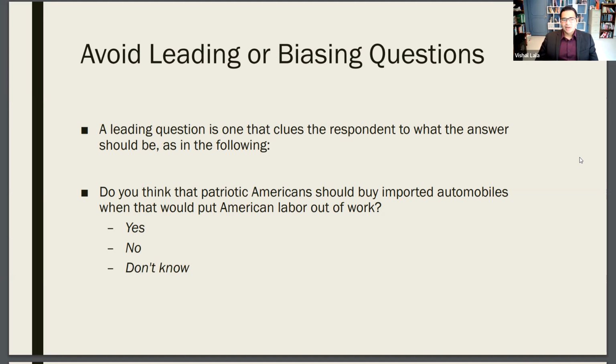Okay. A leading question is one that's going to tip the balance in favor of one response. In this case, you're not seeking somebody's opinion, you're giving them an opinion, you're biasing their opinion. That's what a leading question is. As far as possible, you should avoid leading questions.